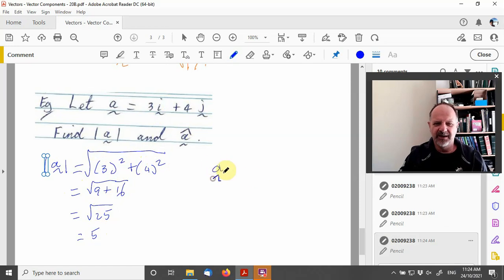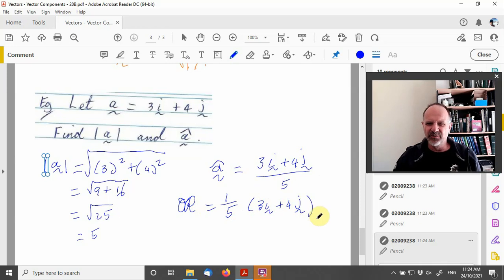So that means that vector A hat, we can write in two ways. One of them we can write 3i plus 4j all over 5, or you can write it as 1/5 of 3i plus 4j. It doesn't really matter which way you write it, though sometimes this second form is easier to use in some other calculations that we'll get to in the next lessons or the lesson after.